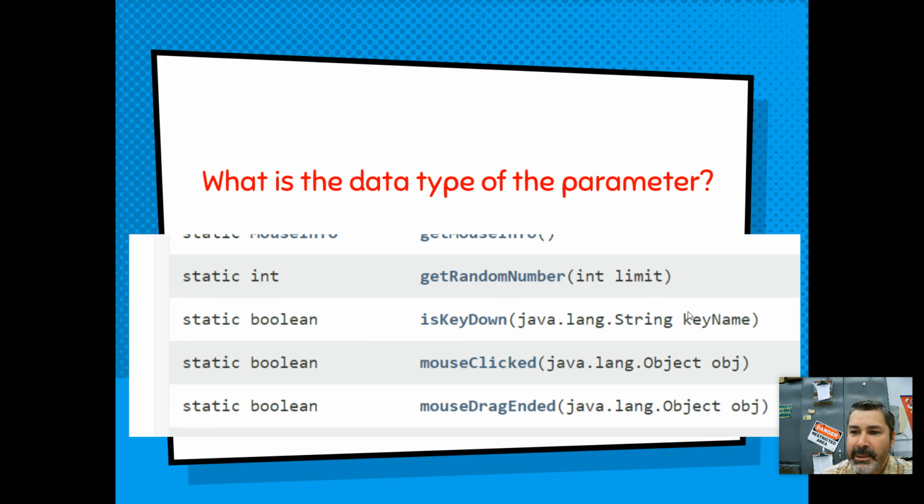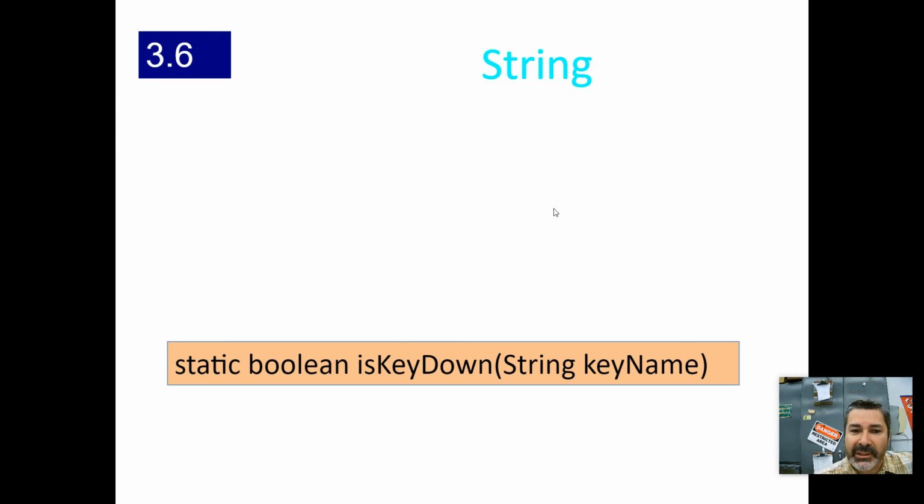The name is keyName. So we have to give it the name of whatever key we're checking to see if it's pressed. But that's not it either. It's right here: java.lang.String. The data type of the parameter is String. Well, what is that? Let's look at it. You have to get out your handout. So grab the handout that says String at the top. If you don't have that handout, get it and write this down.